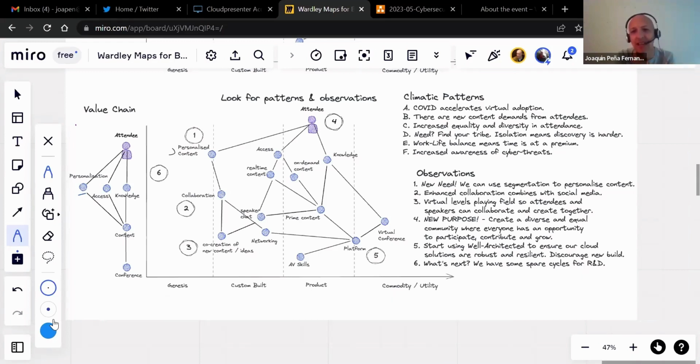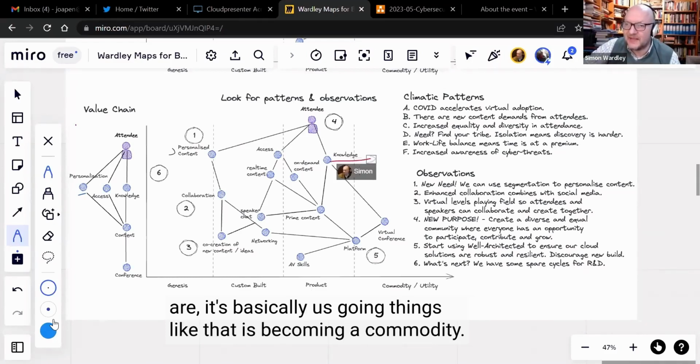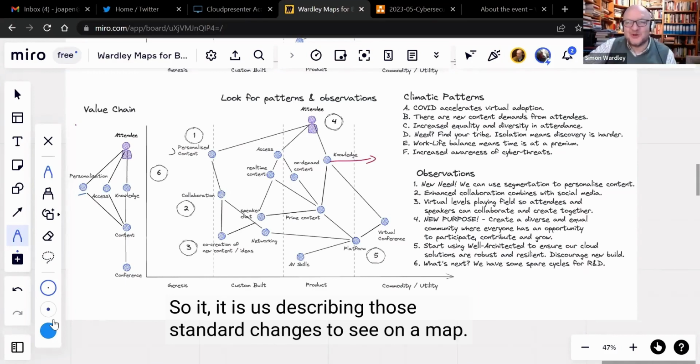So just to re-emphasize that point, when you're saying climatic patterns, it's basically us describing things like that becoming a commodity. It is us describing those standard changes to see on a map.